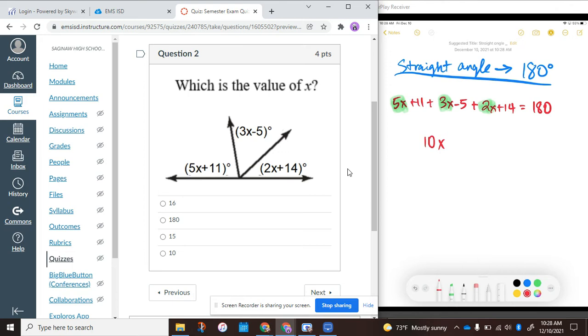And then we combine all of our numbers. Let's see, we got 11 minus 5 plus 14. So that'll be 6 plus 14, which is 20.